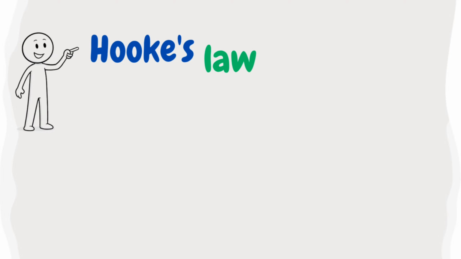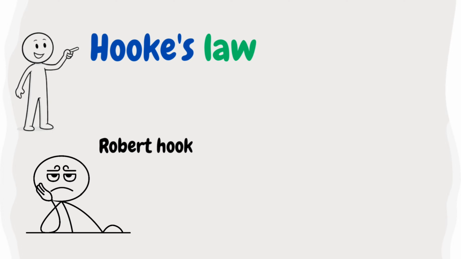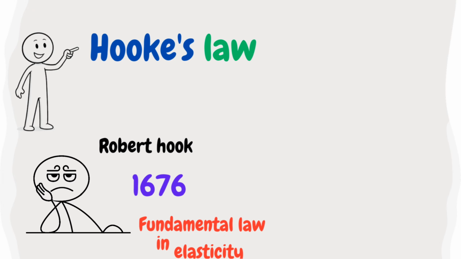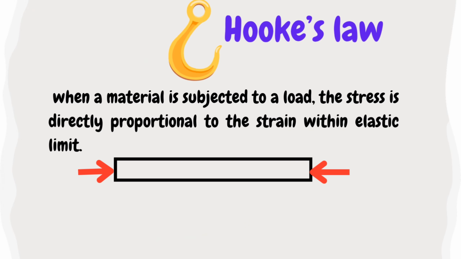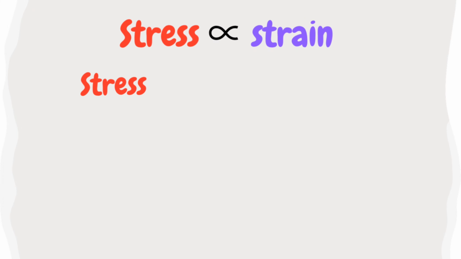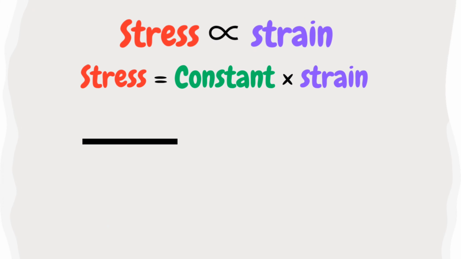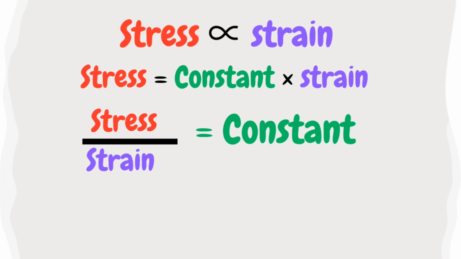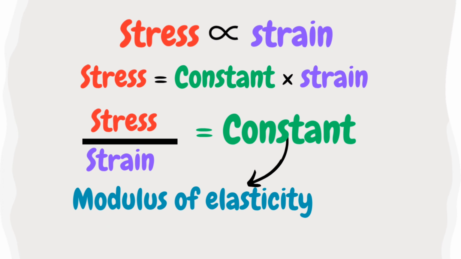Now we come to Hooke's law. Robert Hooke conducted many experiments in elasticity, and in 1676 gave a fundamental law in elasticity. Hooke's law states that when a material is subjected to a load, the stress is directly proportional to the strain within the elastic limit. After removing the proportionality sign, we get stress equals a constant multiplied by strain, so stress upon strain is equal to a constant, and this constant is known as modulus of elasticity. The SI unit of modulus of elasticity is Pascal.